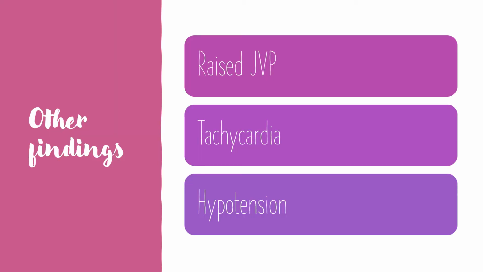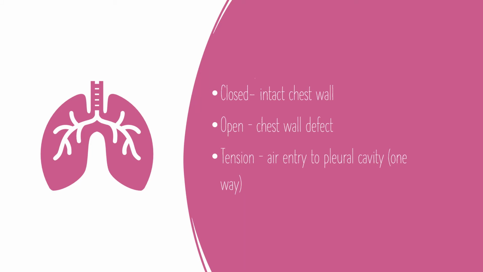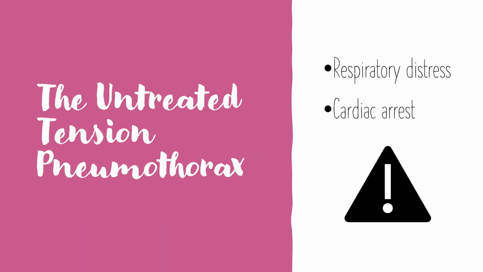This is a medical emergency and is a result of a tension pneumothorax. These may not be the only things you find. In fact, we've got some more generalised symptoms such as a raised JVP, a fast heart rate, and low blood pressure. You can also categorise pneumothoraces as closed, open, or tension. Closed meaning an intact chest wall, open meaning there is a chest wall defect, and a tension pneumothorax, as we've spoken about, which is air entry to the pleural cavity. This is in one direction only. We now know that a tension pneumothorax is a medical emergency because if untreated it can result in respiratory distress or even a cardiac arrest.